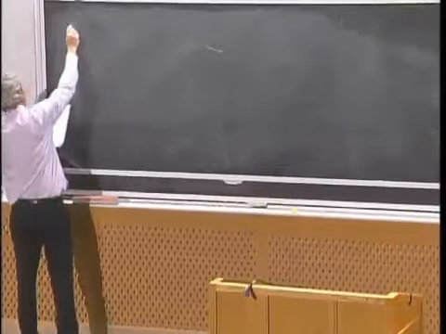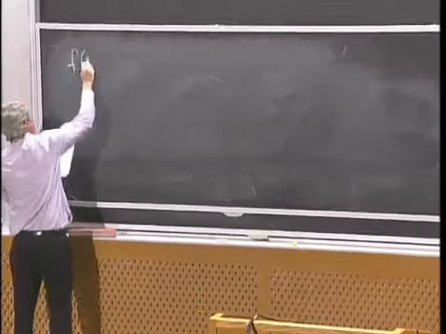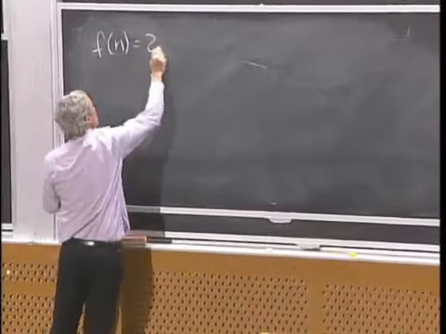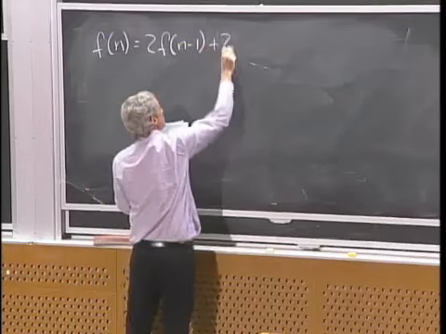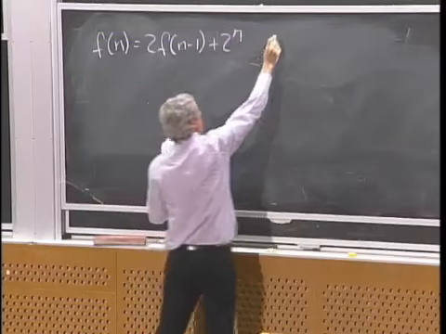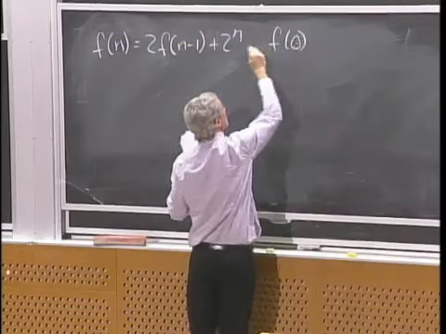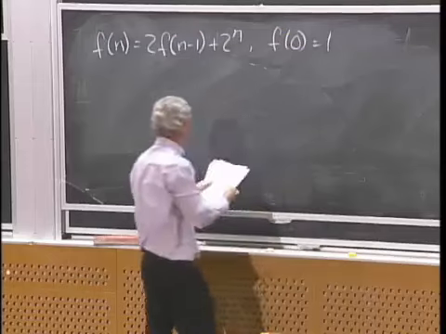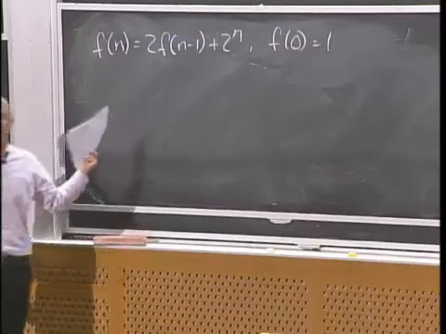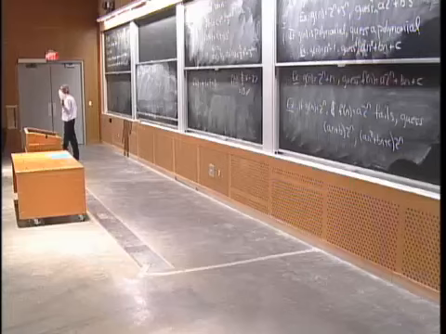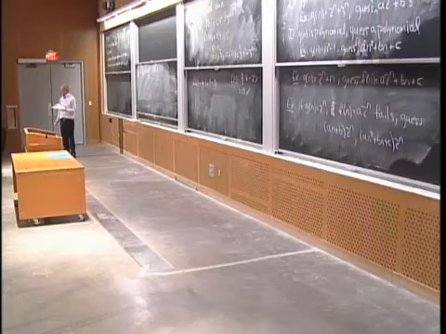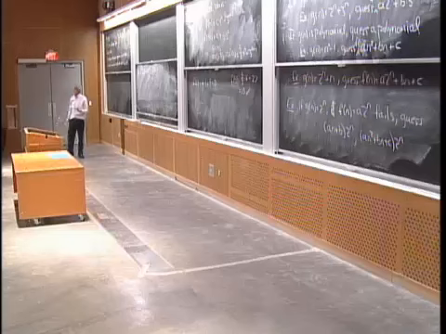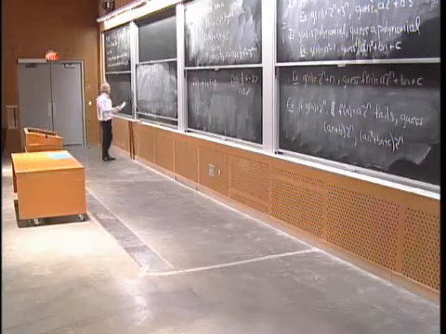Let's try this recurrence. F of n is 2 f of n minus 1 plus 2 to the n. And the boundary condition is f of 0 is 1. What's the first thing I do for this? Set it equal to 0 and solve it. Get the homogeneous solution.